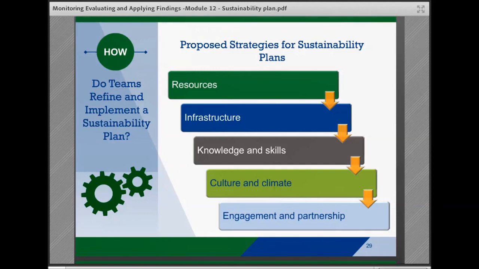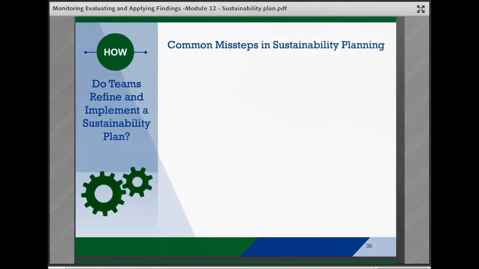Thinking about sustainability is often overlooked during change and implementation, and when it is considered, funding often comes to the forefront. There are a couple of quick strategies to keep in mind when developing a sustainability plan that can help teams move forward beyond funding challenges.